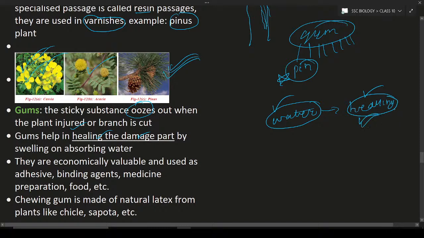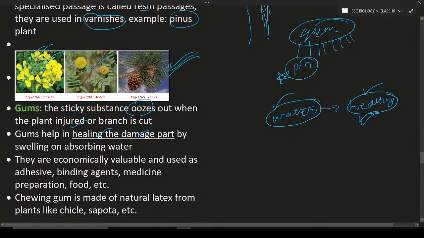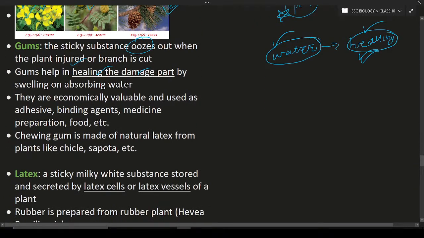So Prabhu, what does varnish mean? Varnish means a paint. Okay, painting. You will use it on a door, in painting of different materials. They are economically valuable and used as adhesive. Adhesive means what? Adhesive means binding, for sticking papers, sticking wood materials, and so on.